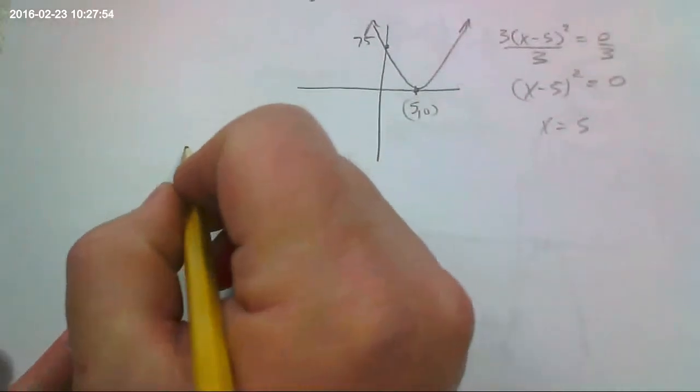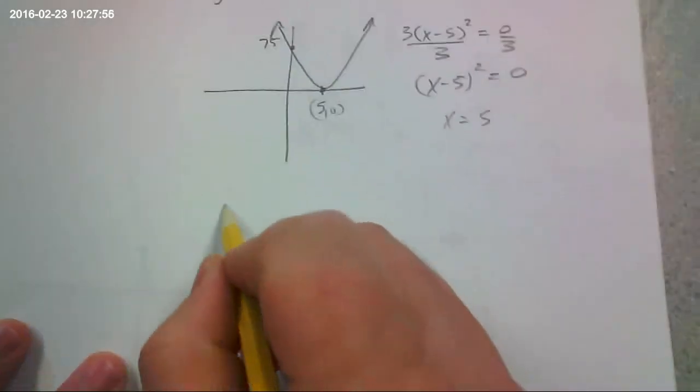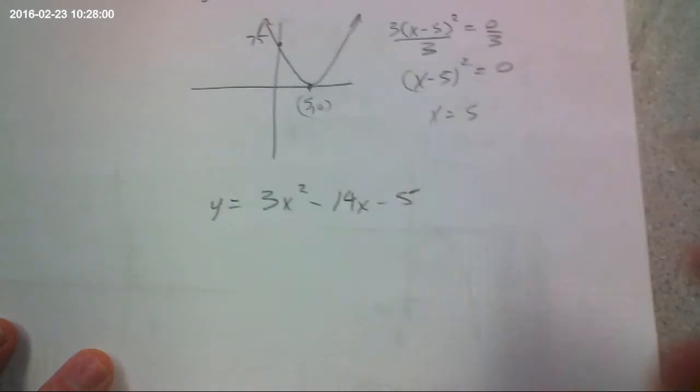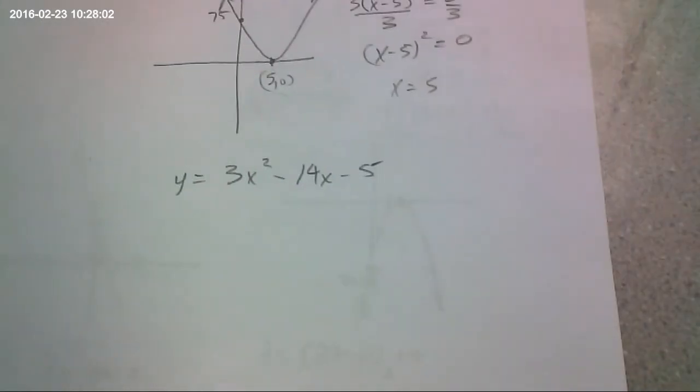Next one. Last one. The last one is y equals 3x squared minus 14x minus 5. Please let it be factorable. I don't want to use the quadratic formula. Is it factorable? Yes, it is. You want to see a trick?